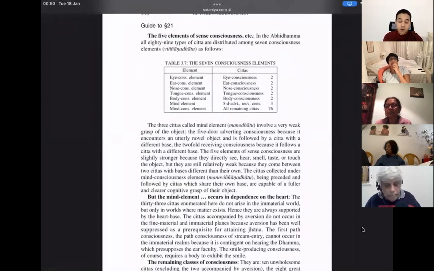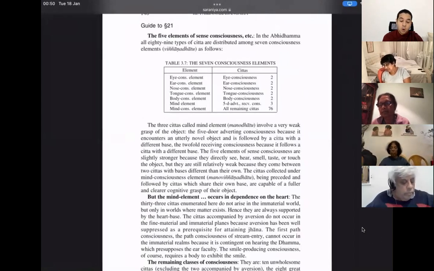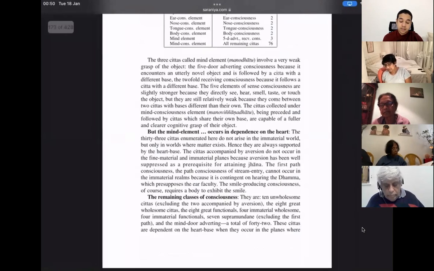Guide to verse 21. The 5 elements of the sense consciousnesses, etc. In the Abhidhamma, all 89 types of chitta are distributed among 7 consciousness elements, Vijnana Dhatu, as follows. The 3 chittas called mind element, Mano Dhatu, involve a very weak grasp of the object. The 5 door adverting consciousness, because it encounters an utterly novel object and is followed by chitta with a different base. The 2-fold receiving consciousness, because it follows a chitta with a different base.